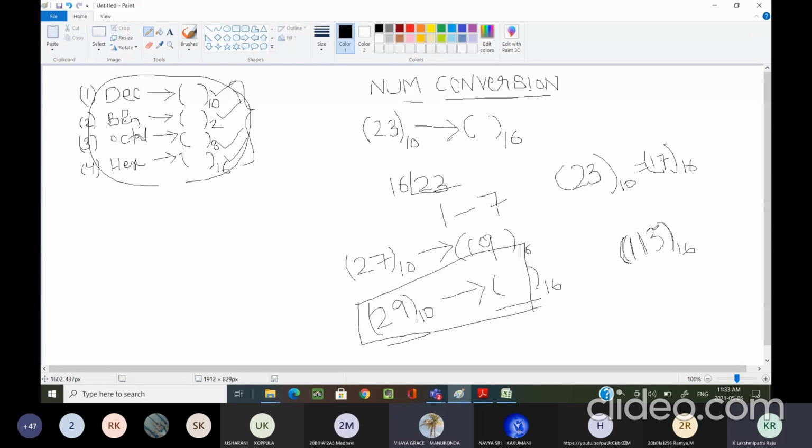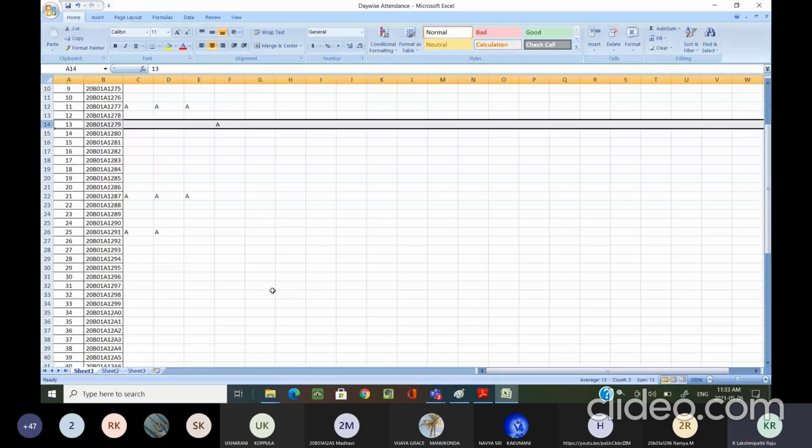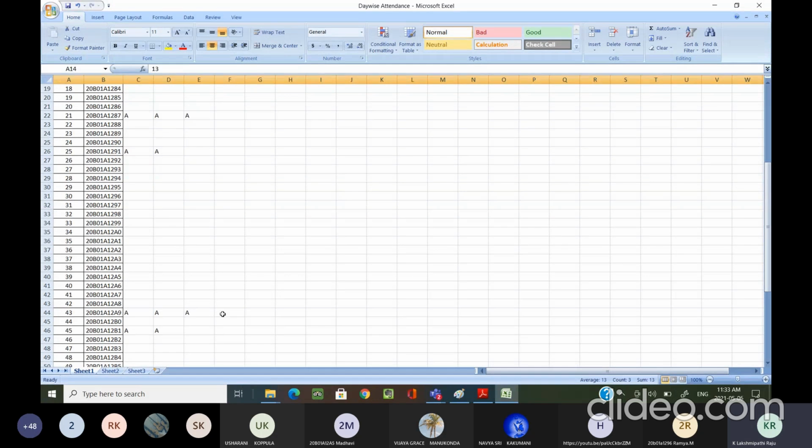Roll number A9. Roll number A9. Roll number A9. I hope she is not coming to the classes regularly. I hope she is not there.